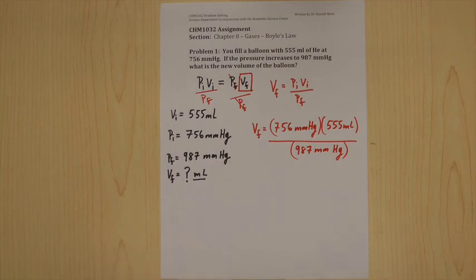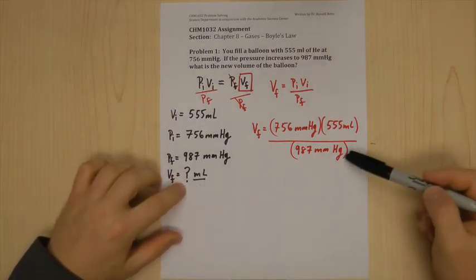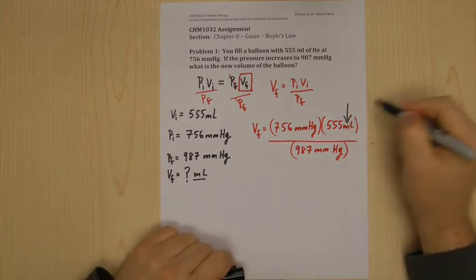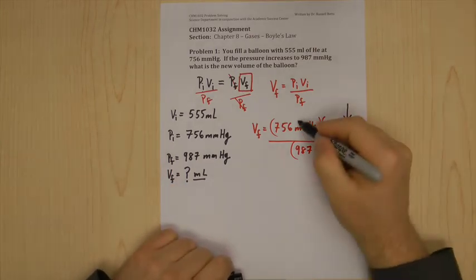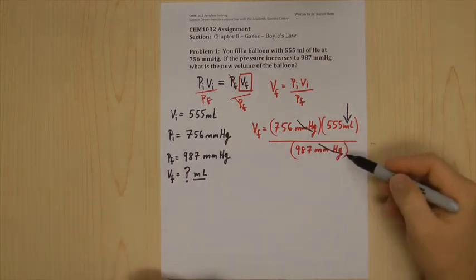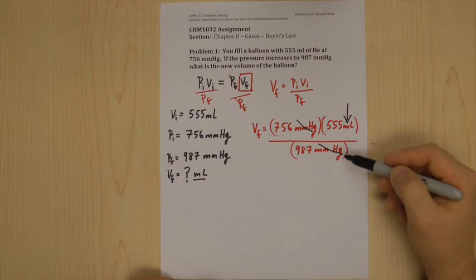Now, what I like to do in these questions is I first like to check to make sure my units work. I'm asked for volume, so I'd better have units that cancel to leave me in that volume unit. So the millimeters of Hg cancel. That's a good thing. If they didn't cancel, we would obviously have an error. We need to have milliliters at the end of this equation.